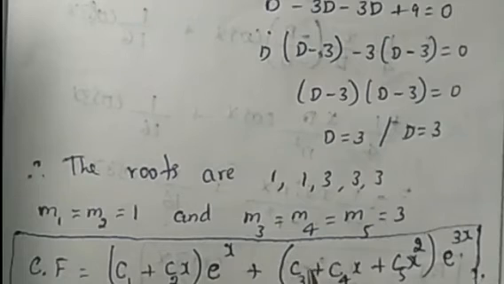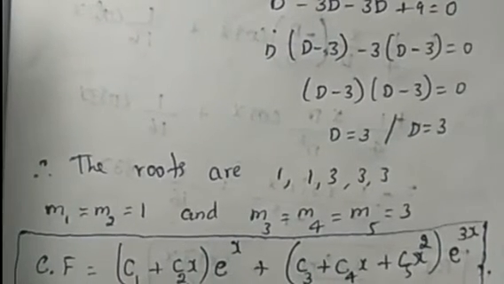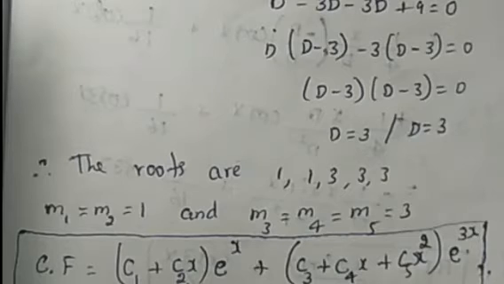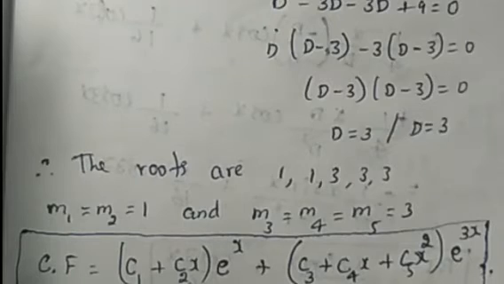If two roots are the same, the formula is (c1 plus c2 x) into e to the power m1 x. If two roots are the same, and further on another root is repeated, then for that it is (c3 plus c4 x plus c5 x square) into e to the power 3x.